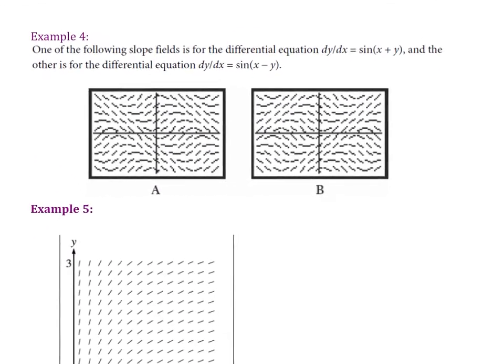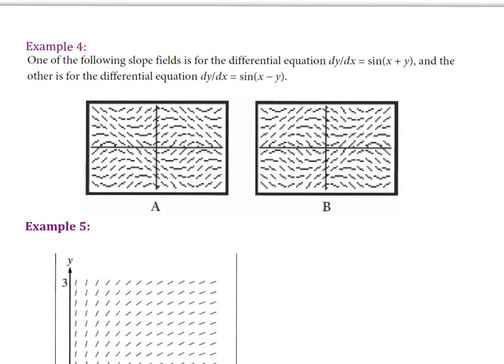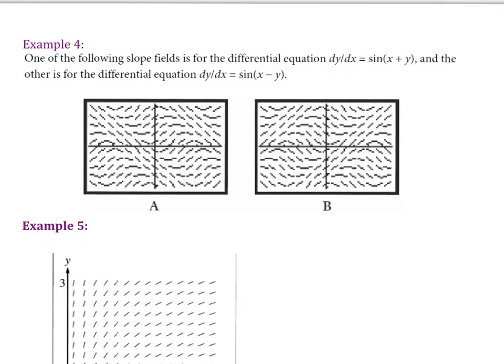All right, one of the following slope fields in this one is for the differential equation sine of x plus y, and the other is for sine of x minus y. So one of them represents sine of x plus y as its slope, and the other represents sine of x minus y as its slope. Okay, so the two things that I look at right now are about right here. That looks like a slope of negative 1 to me.